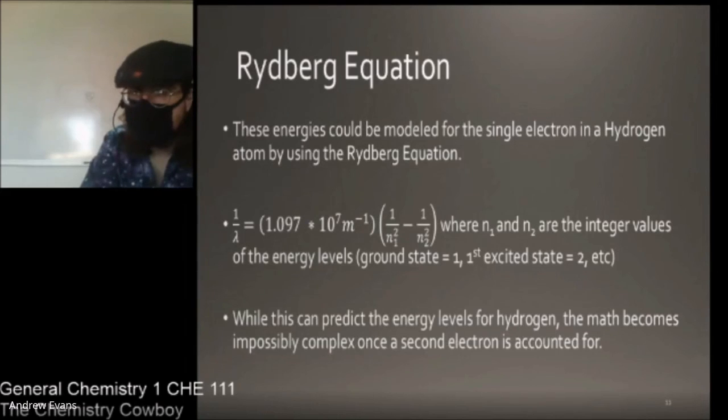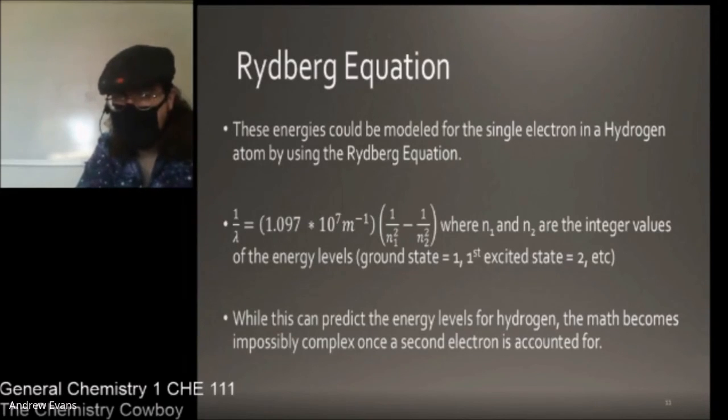He essentially says the inverse of the wavelength is equal to a constant for hydrogen times 1 over n1 squared minus 1 over n2 squared, where n1 and n2 are just integers relating to the energy levels. So for example, ground state would be that constant times 1 over 1 squared, which is 1, minus 1 over 2 squared, which is 1/4.